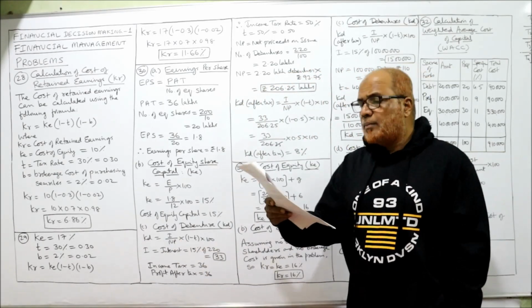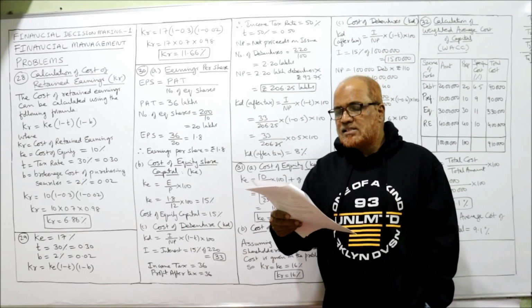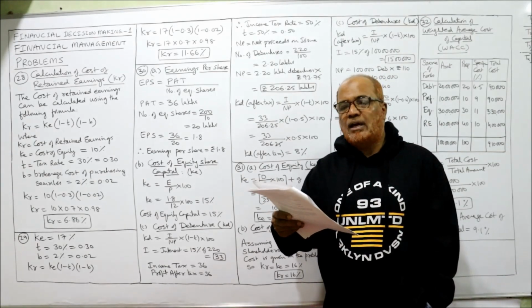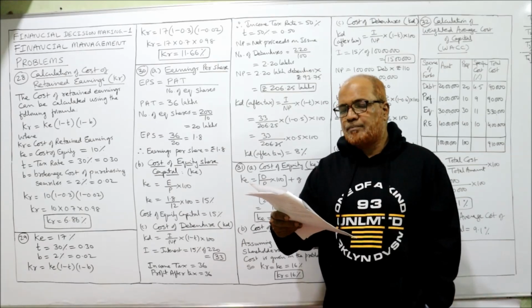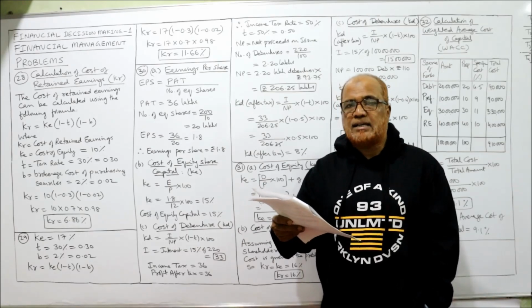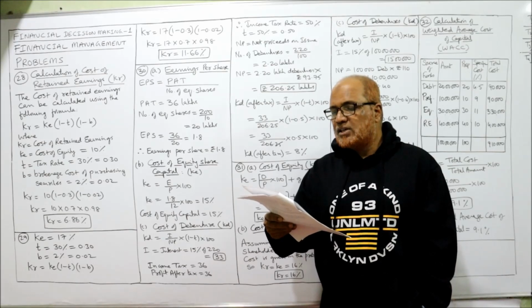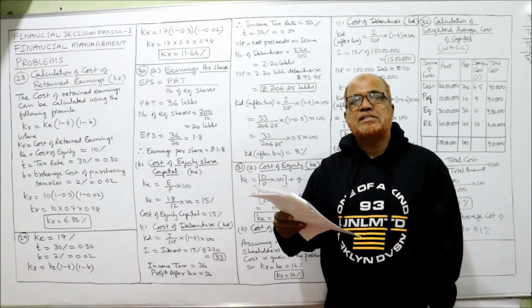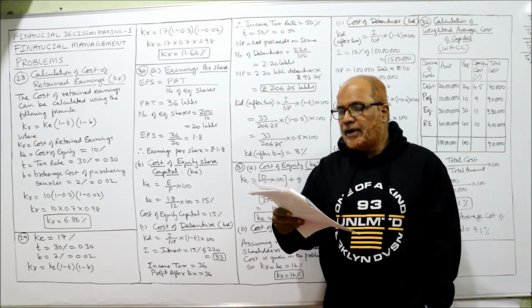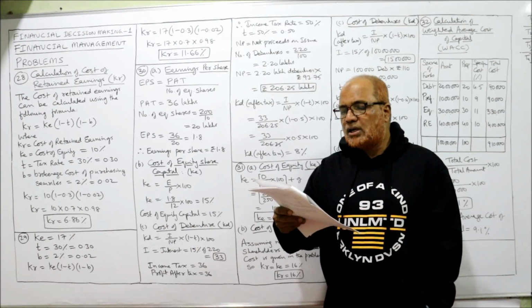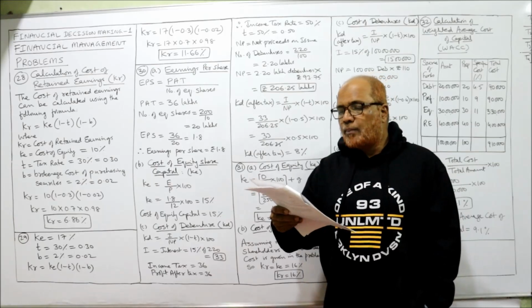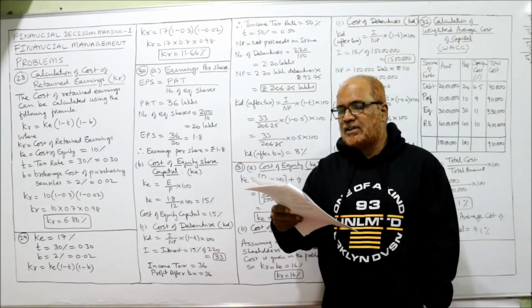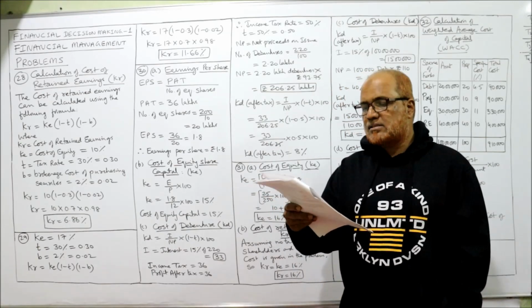Next, problem number 30. Following is the extract from the financial statements of ABC Limited. Now, operating profit before interest and tax. The operating profit is 105. All these are rupees in lakhs. The operating profit 105, interest on debenture 33, income tax 36. The operating profit minus interest on debenture minus income tax, net profit after tax is 36.